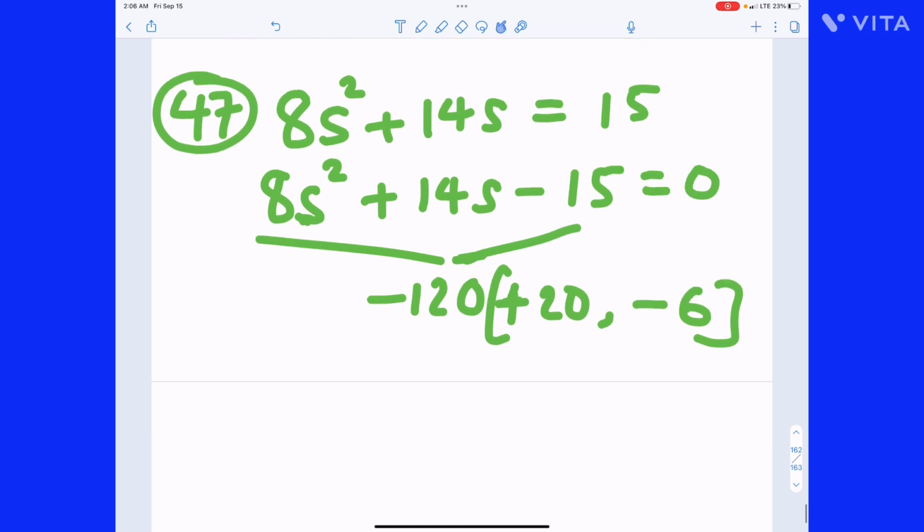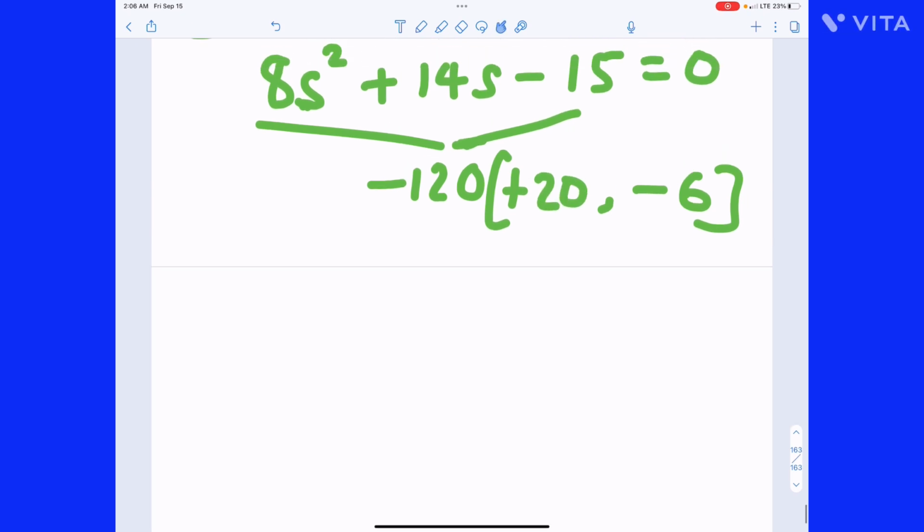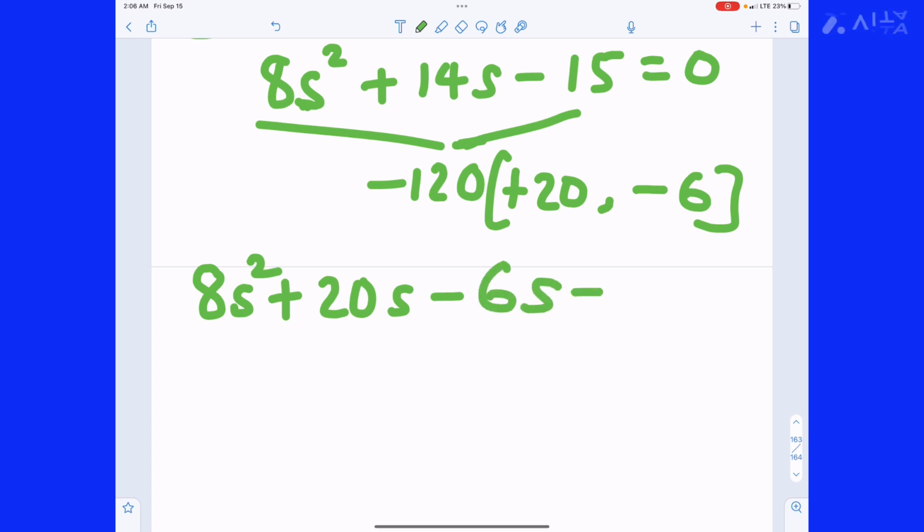So I'm supposed to write my next step as 8s squared plus 20s minus 6s minus 15 is 0.